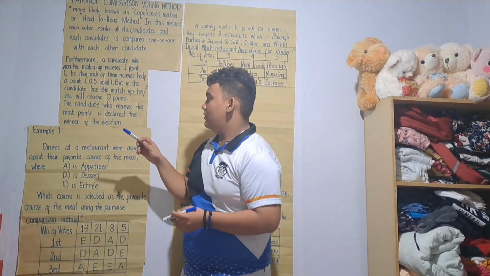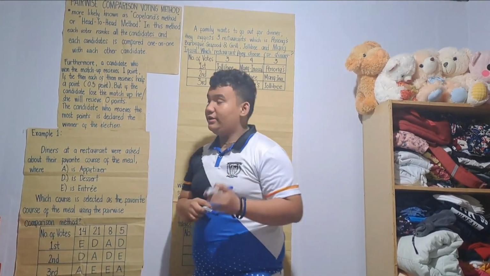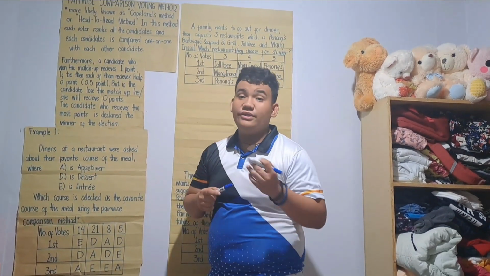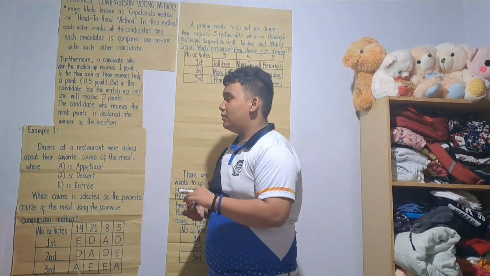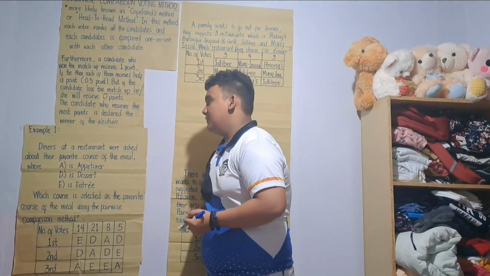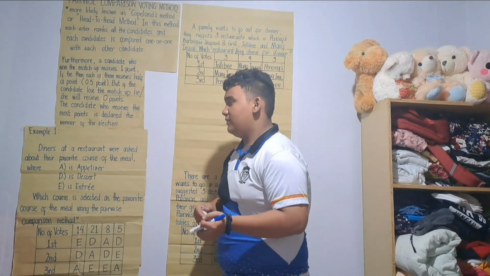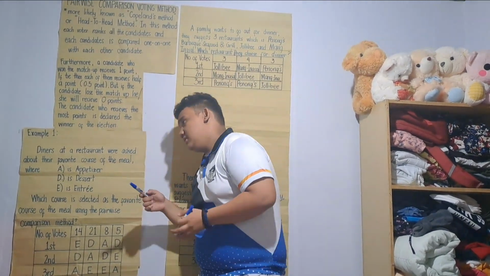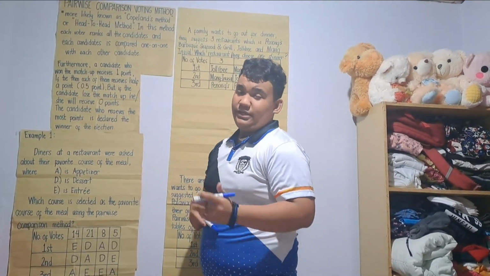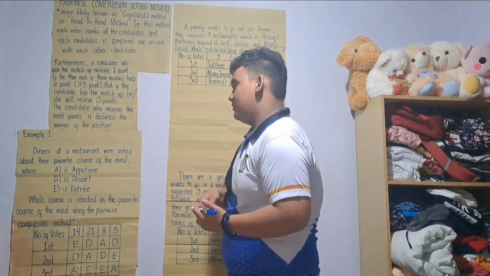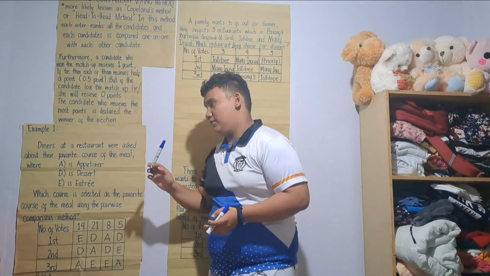The candidate who receives the most points is declared the winner of the election. So, example 1: diners at a restaurant were asked about their favorite course of the meal, where A is appetizer, D is dessert, and E is entree. Using the pairwise comparison method, which course is selected as the favorite course of the meal?